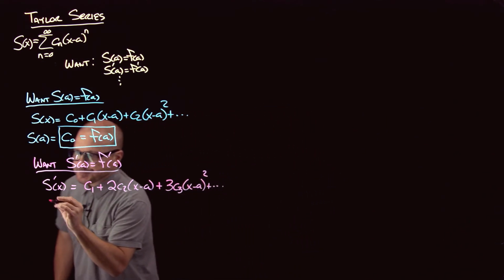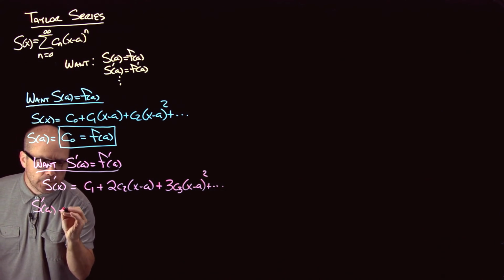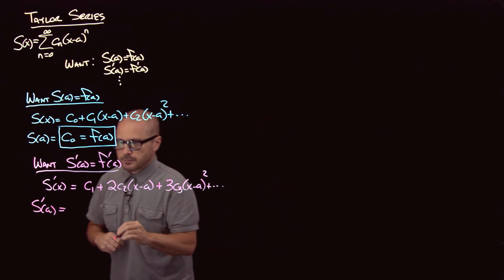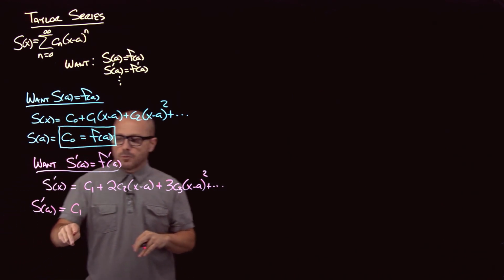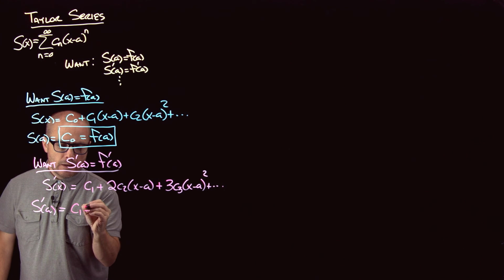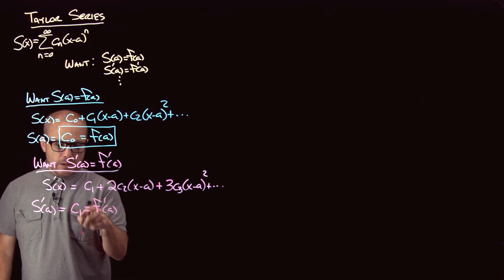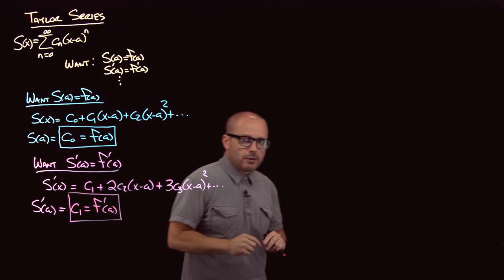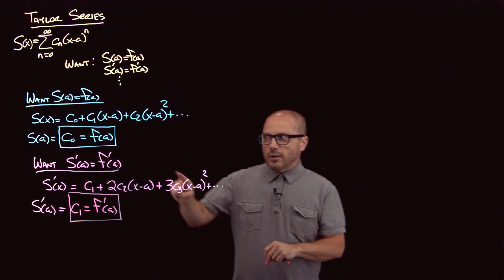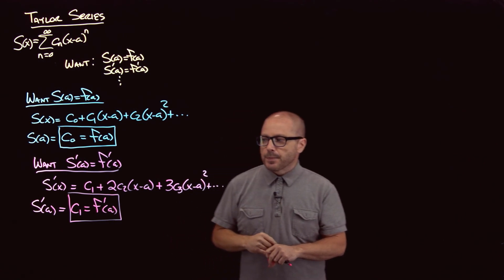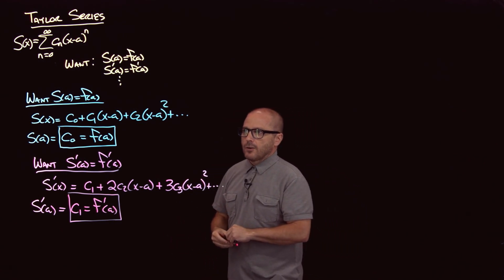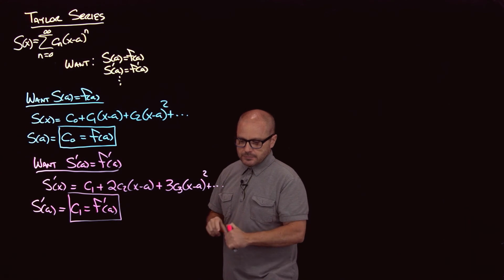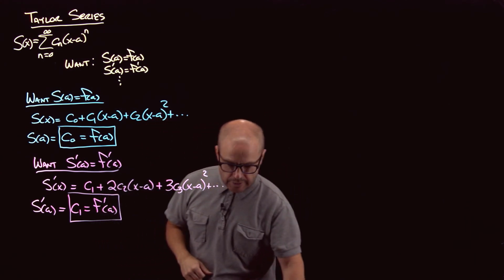So what's S prime at A? Well, again, all the things beyond 0 degree go away. And you just get C1. Well, what did we want? We wanted S prime at A to be F prime at A. So in order for that to be true, C1 must be F prime at A. So now we've got the first 2 coefficients of what that power series should look like. And again, recall the linearization. Actually, those were the coefficients on that linearization, L of x. So far, all we've done is recreate the linearization if we just stop there. So now, let's move on to second derivative.